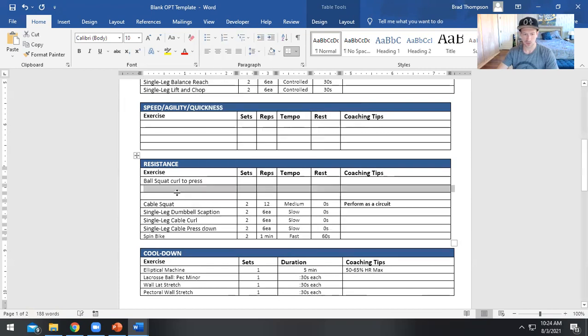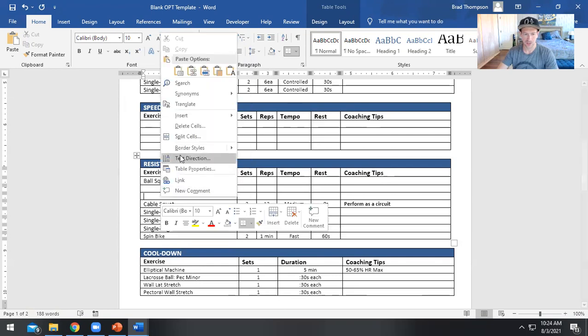I need to insert a bunch of rows. Sorry, 1 second, guys. Row inserting.